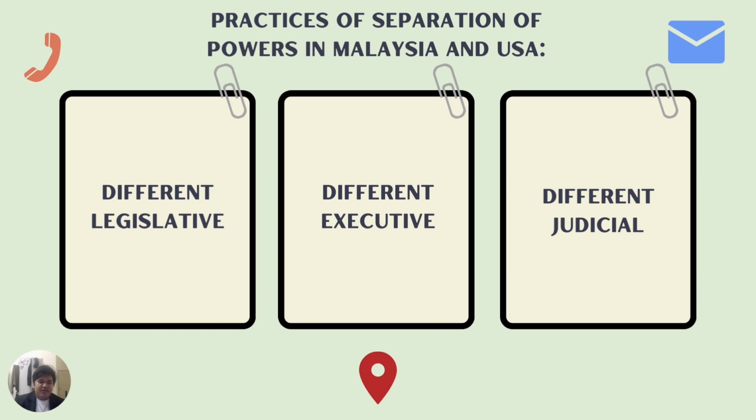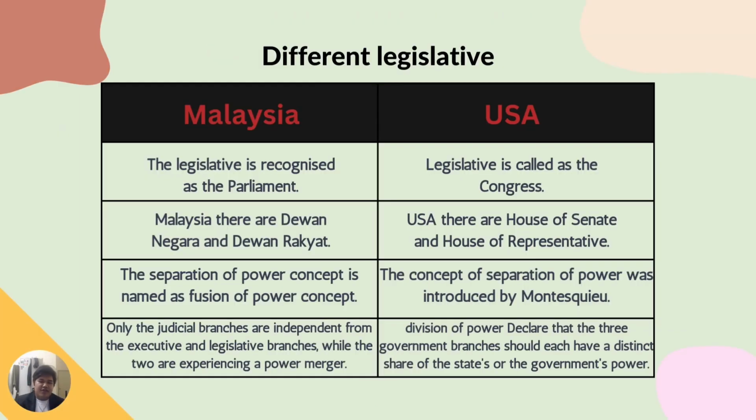Firstly, different legislative. In Malaysia, the legislative is recognized as the parliament. Secondly, in Malaysia there are Dewan Negara and Dewan Rakyat. Thirdly, the separation of power concept is named as the fusion of power concept. And the last, in Malaysia, only the judicial branch is independent from the executive and legislative branches, while the two experience a power merger.